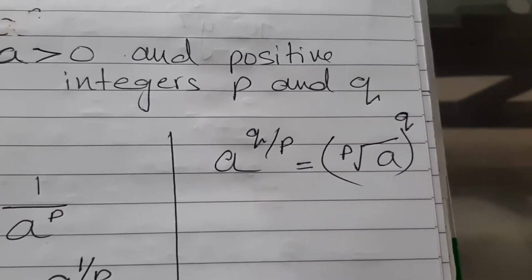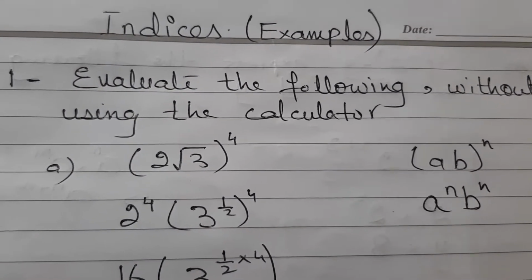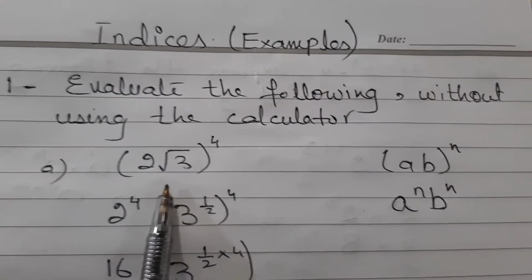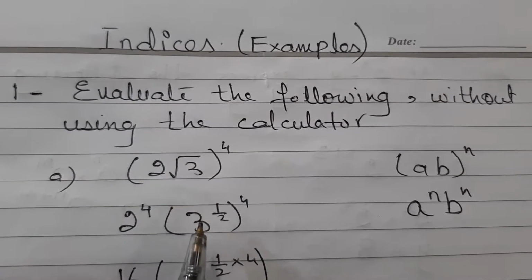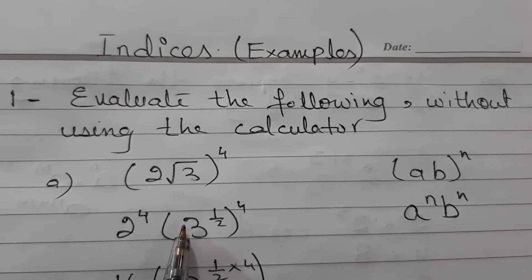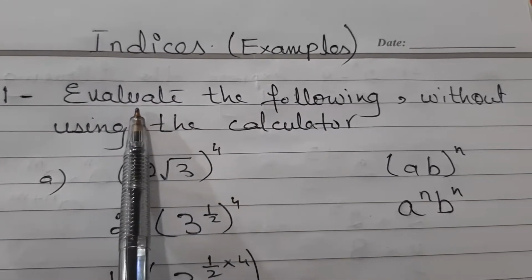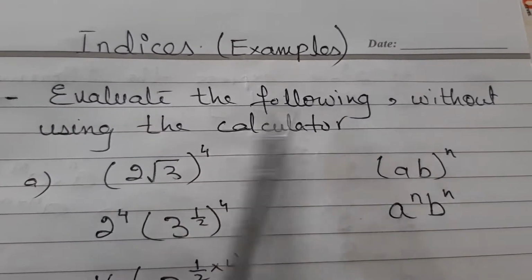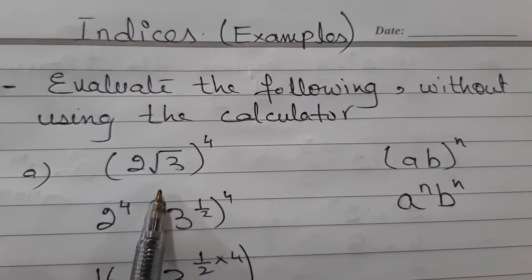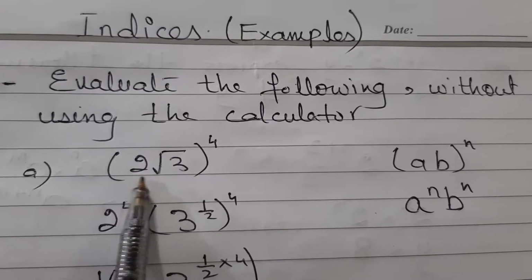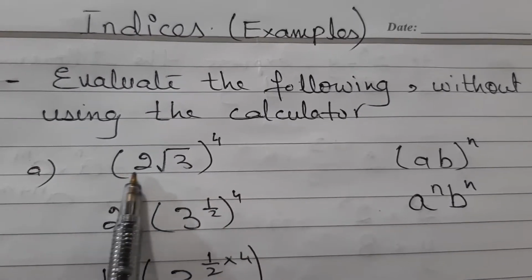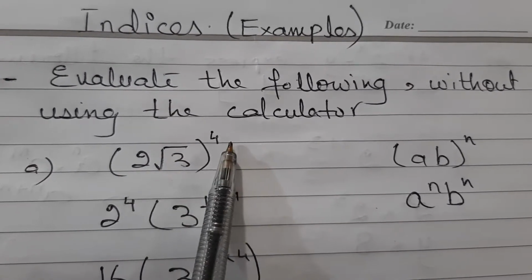Let's see a few examples. I have taken a few very simple examples initially, then I will take a few complicated examples from past papers. Evaluate means you have to give the answer as a number. The final answer will be a number, without using a calculator. So you will apply the laws of indices. This is the question given to you: 2 multiplied by root 3, all power 4.